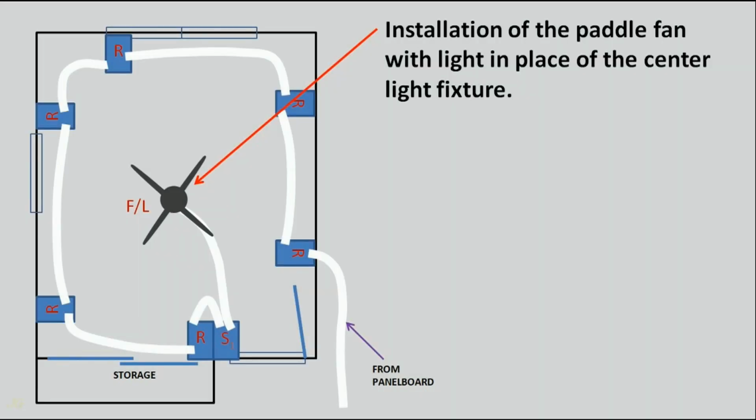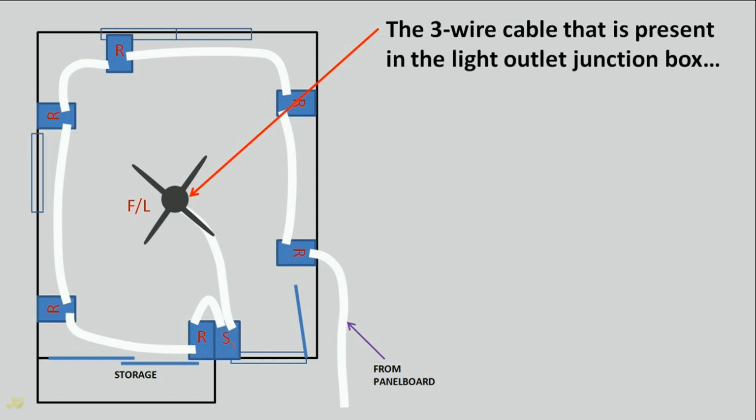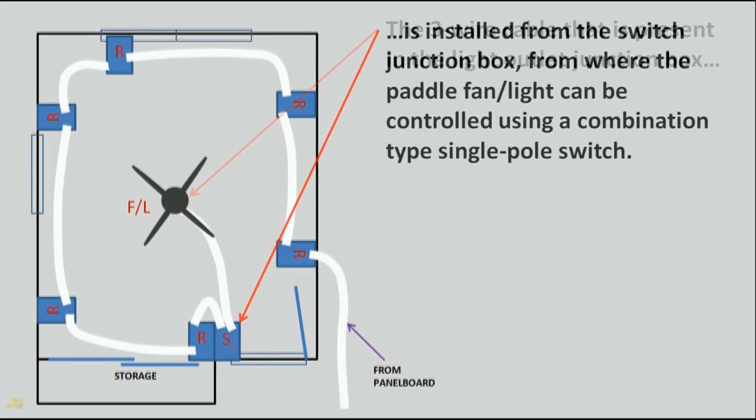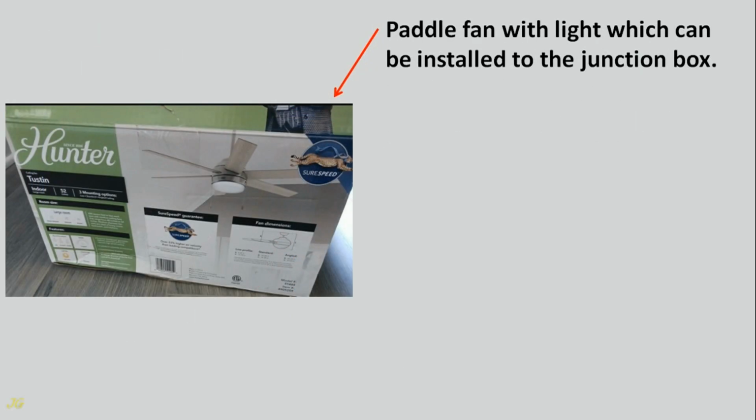Installation of the paddle fan with light in place of the center light fixture. The 3-wire cable that is present in the light outlet junction box is installed from the switch junction box, from where the paddle fan light can be controlled using a combination type single pole switch. Paddle fan with light which can be installed to the junction box.